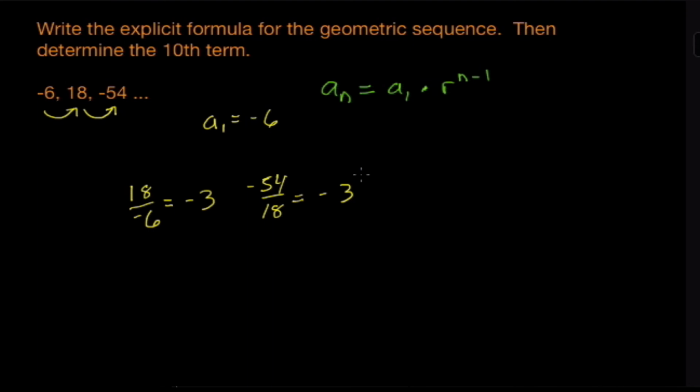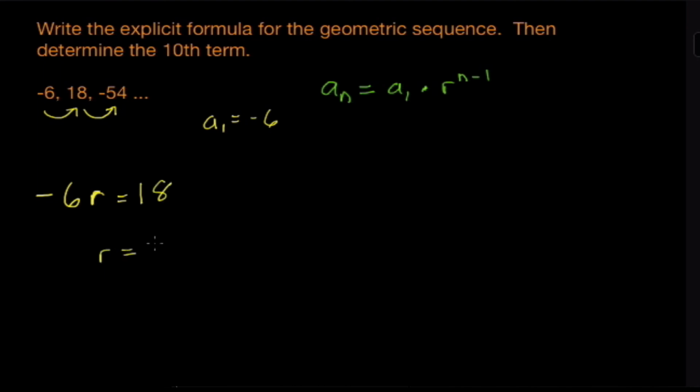But now I'm going to show you why that works. We're going to model this using an equation that helps us answer the question, what are we doing to -6 to get +18? What are we multiplying -6 by? So we can write that as an equation. -6 times this common ratio r gives us +18. And as you see, when you solve for r, what you get is the ratio that we have been writing down.